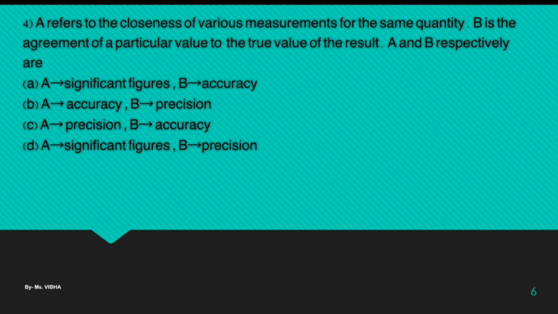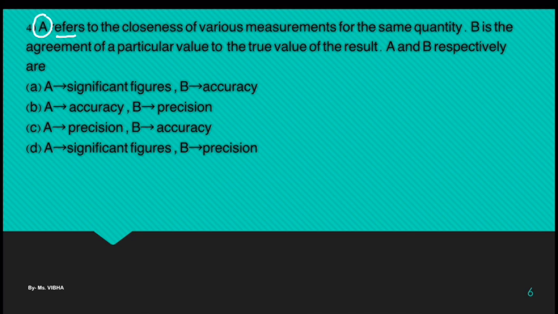The next question is: A refers to the closeness. Means we have some value A which basically refers to the closeness of various measurements for the same quantity. What does this line mean? This line means that suppose we have done some kind of experiment and during that experiment we have taken 2 to 3 values. मतलब हमने एक ही एक्सपेरिमेंट को 2 से 3-4 बार किया है और जितनी भी हमारे पास वैल्यूज आई हैं वो सब आस पास आई हैं.